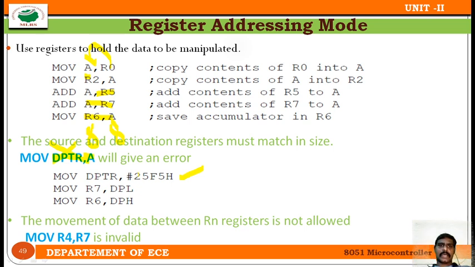DPL, R7, where DPL is the lower byte of the data pointer, and DPH the higher byte. By separating the 16-bit data pointer into 8-bit and 8-bit, it is possible. Similarly, moving data from a register to a register directly is not possible; it is an invalid command in the 8051 instruction set.